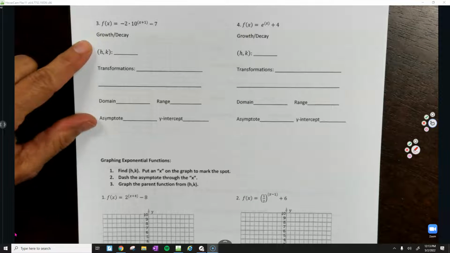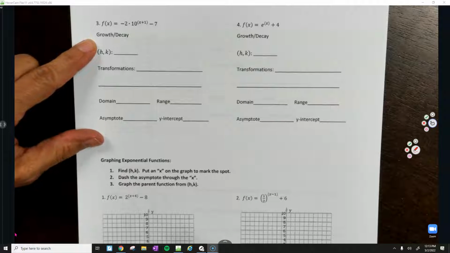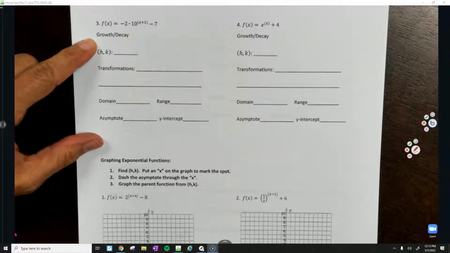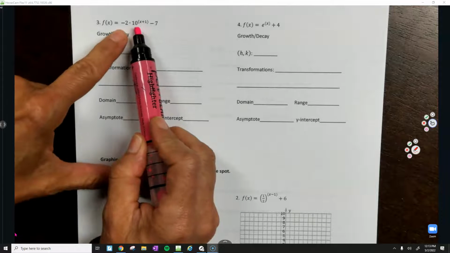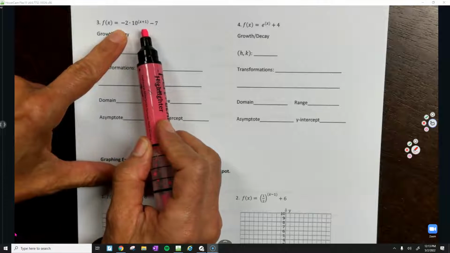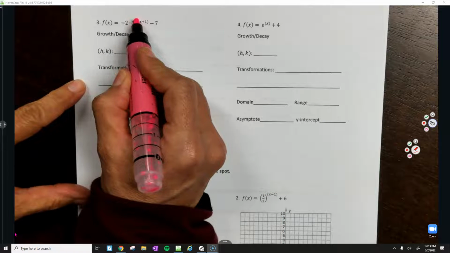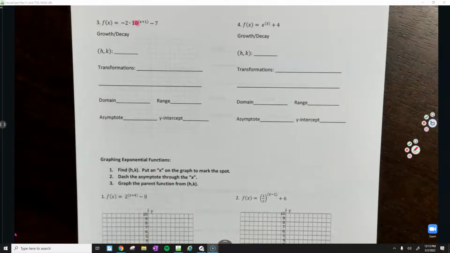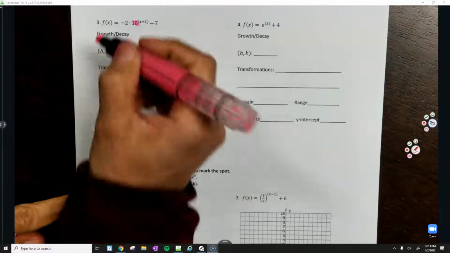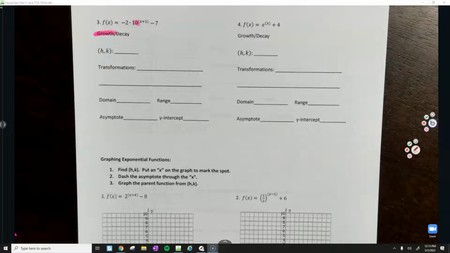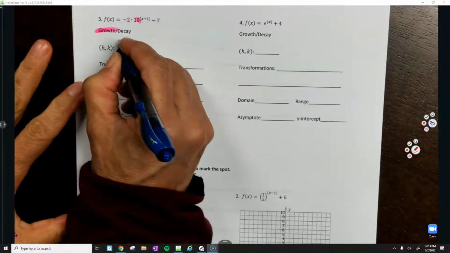So for number 3, remember your base is what is being raised to an exponent. If you notice very clearly, we separated the a value from the base. And remember, you're always going to be able to tell the base because that's what the exponent is being attached to. So the base is 10. 10 is greater than 1, so I know that this is a growth. Your HK is -1, -7.